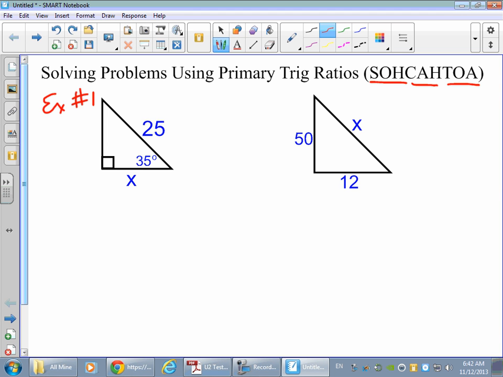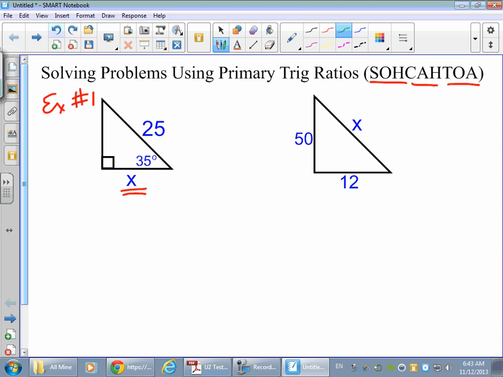So if we look at example 1 here, I'm clearly looking for this missing x value. What's important to note is that in order to solve any triangle, I need to have 3 pieces of information. And here I have 3. I know 2 of the angles, one is 90, one is 35. Hopefully you recognize that would allow me to find this one as well, but in this case, that's not necessary. And of course the 25, I need at least one side, or else I can't solve these as well.